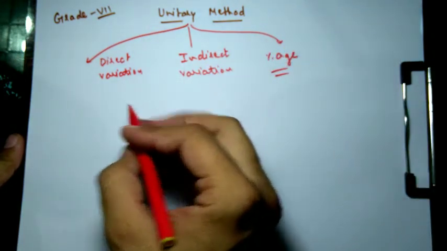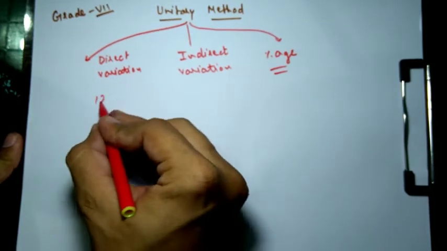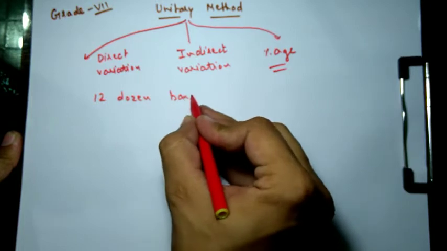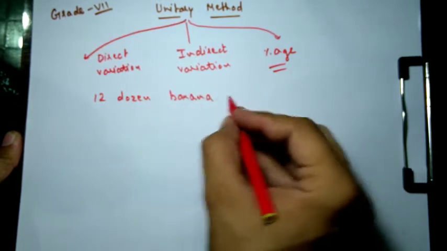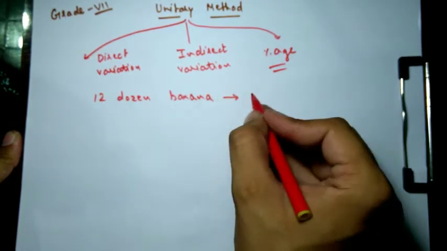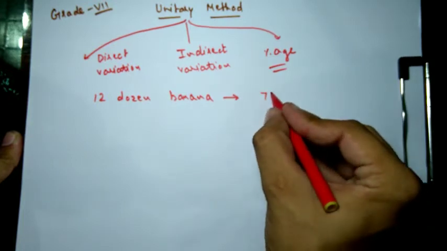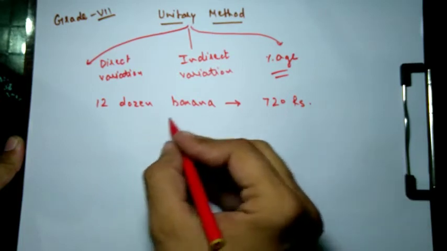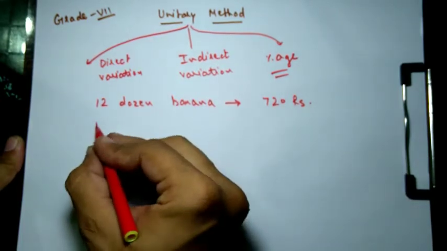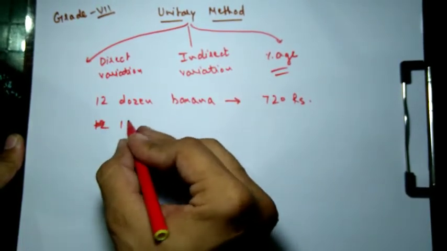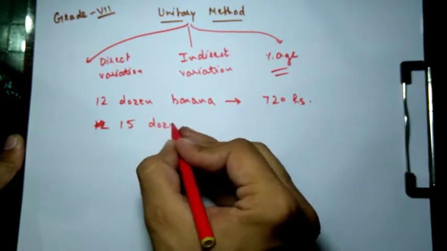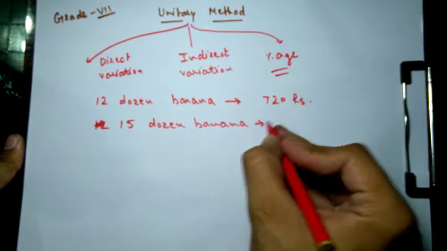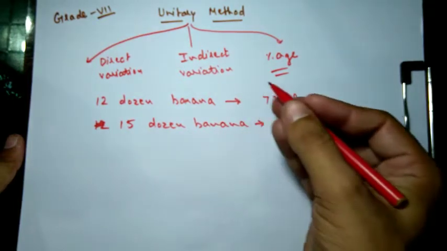unit, like suppose we have 12 dozen banana, and the cost of 12 dozen banana is 720 rupees. So next our question is that find the cost of 15 dozen of banana. Okay. So how we can solve it? We will solve it by unitary method.